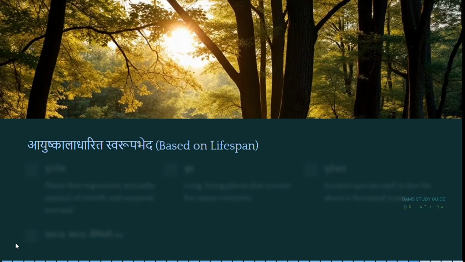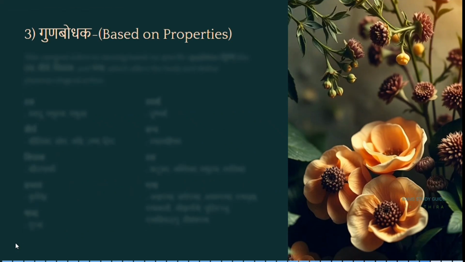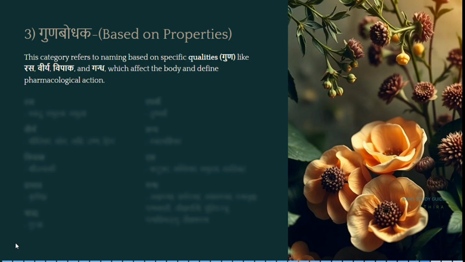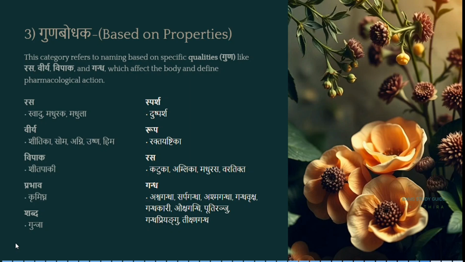Ayushkala Adharita classification. Punarnava refers to plants that regenerate every year, symbolizing renewal. Dhruva indicates long-lived plants that survive for many years, while Purvajata refers to very ancient species believed to live for centuries. Some plants were also named based on seasons like Vasanta, Sharada, and Graishmiki, based on their properties known as Gunabodhaka classification. This includes qualities like Rasa, Virya, Vipaka, Prabhava, and even features like smell, touch, and appearance, which influence their action on the body. For example, names like Madhura or Katuka indicate taste, while terms like Shita or Ushna reflect potency. Some are named based on their effect, like Krumija, or based on smell, such as Ashwagandha and Sarpagandha. These properties help in understanding the pharmacological action of the plant.